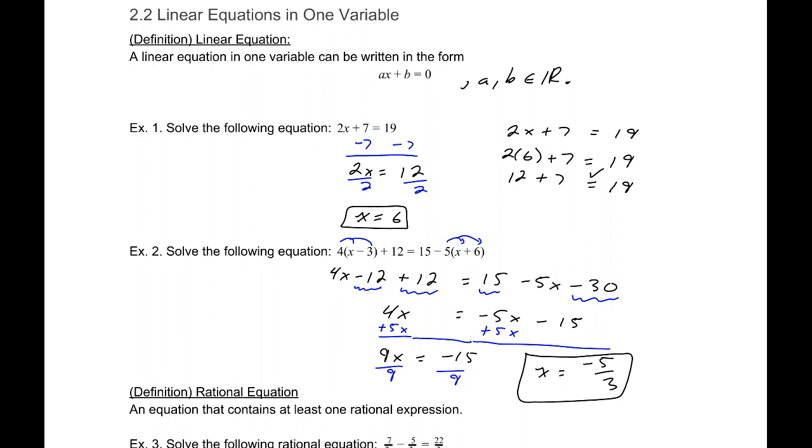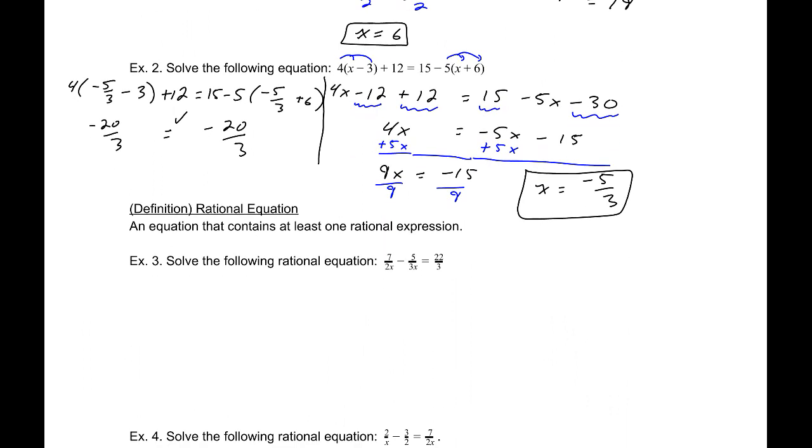To check this, I can say 4 times x minus 3, so that'd be negative 5 thirds minus 3, plus 12, equals 15 minus 5 times negative 5 thirds plus 6. I'm going to use a calculator to evaluate the left-hand side and the right-hand side, and they ought to be the same. The left-hand side is negative 20 thirds. On the right-hand side, make sure we work inside the parentheses, then multiply by 5, and that is negative 20 thirds. So that is indeed a true statement, and our solution is x equals negative 5 thirds.